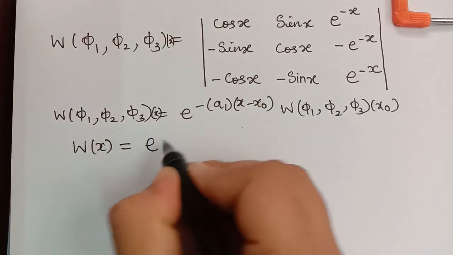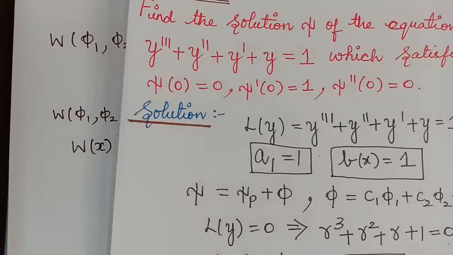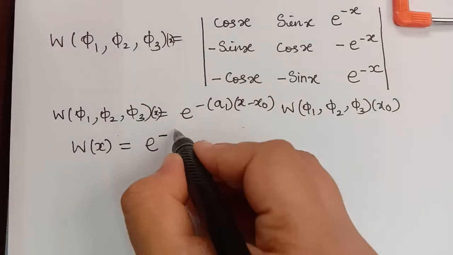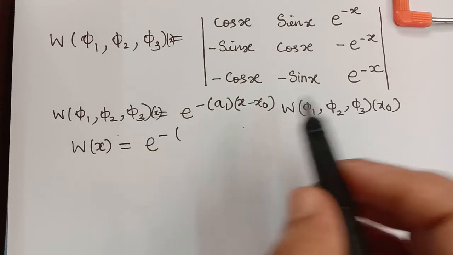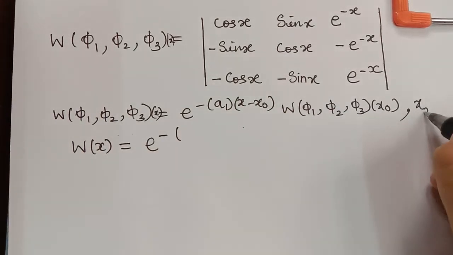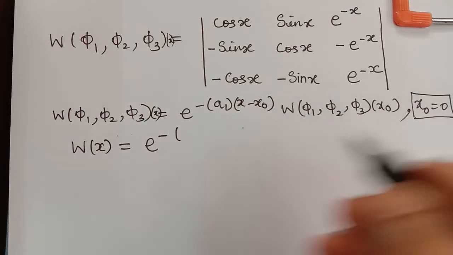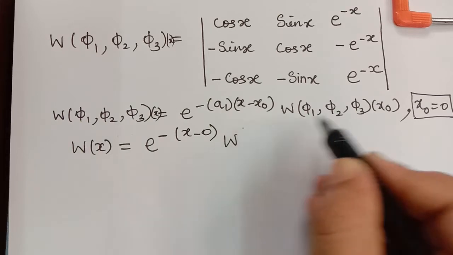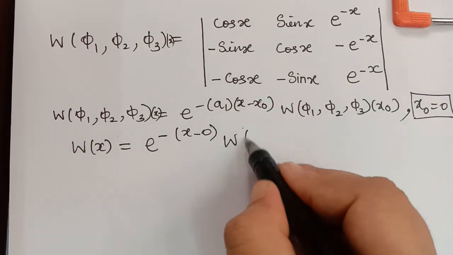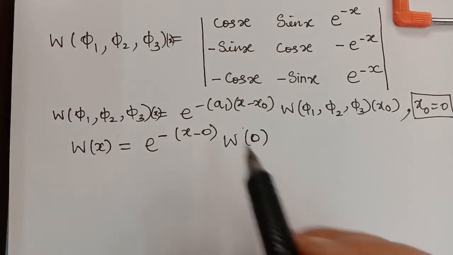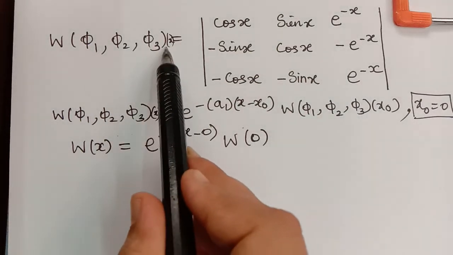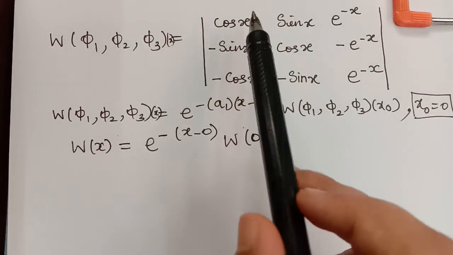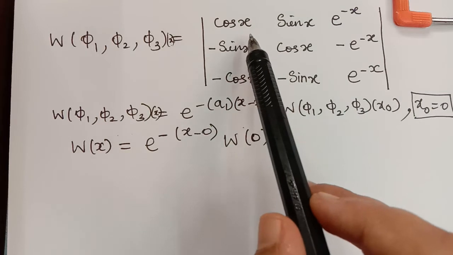In the beginning we saw a1. What was a1 equal to? It is equal to 1, so that one we have to substitute. So a1 is 1, and as I have already told you, let's take the value of x naught to be equal to 0. In that case, it will become x minus 0, and then the Wronskian of phi 1, phi 2, phi 3 of x naught, but x naught we have taken to be 0. So we have to evaluate the Wronskian of 0. At this place we have to substitute 0, so we have to check this determinant when x takes the value 0. Let us see that now.